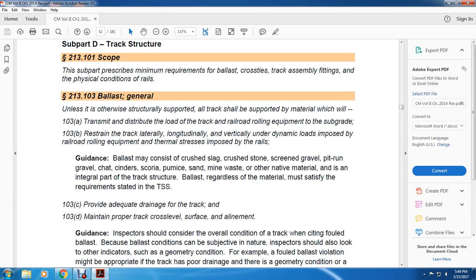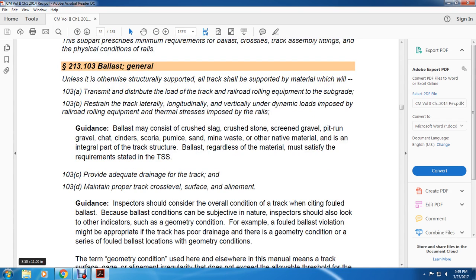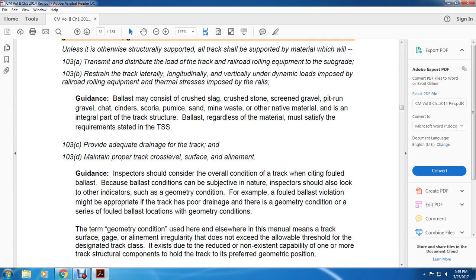The inspector should consider the overall condition of the track, including the siding and ballast. Ballast conditions are going to be subject to nature. The inspector should also look to other indicators, such as the geometry condition. For example, a foul ballast violation may be appropriate if the track has poor drainage and a geometry condition, or a series of foul ballast locations with geometry conditions.